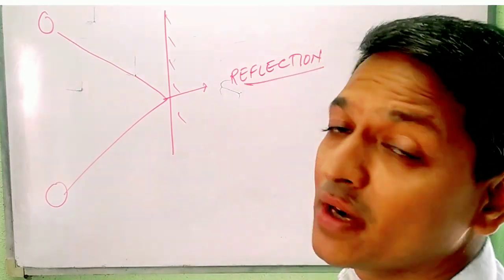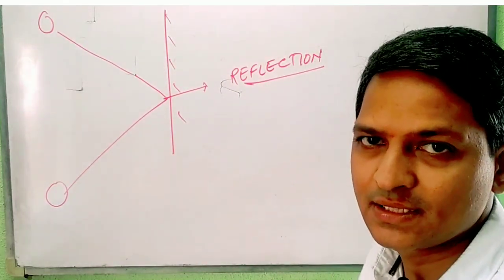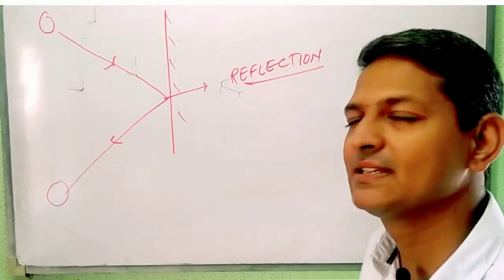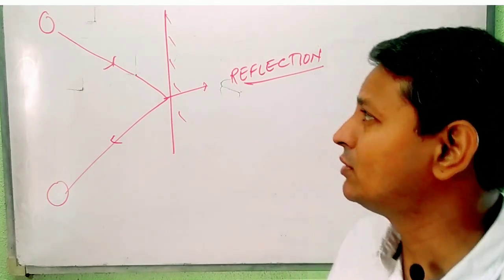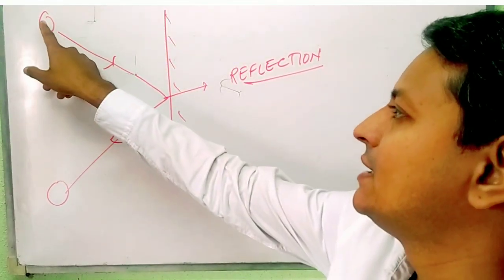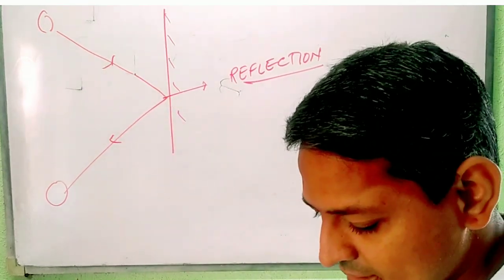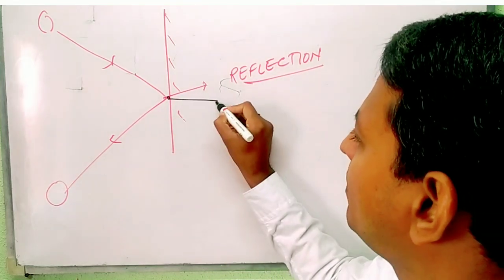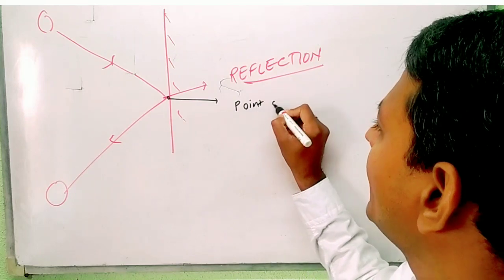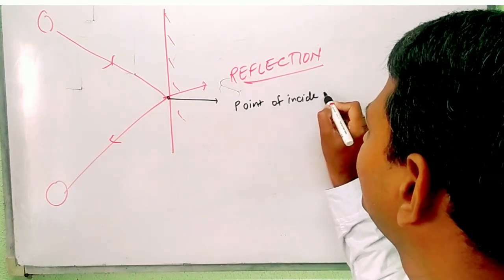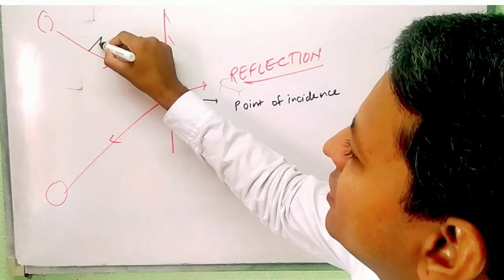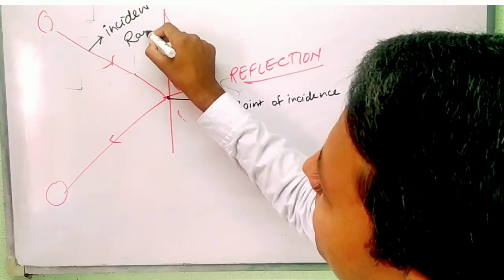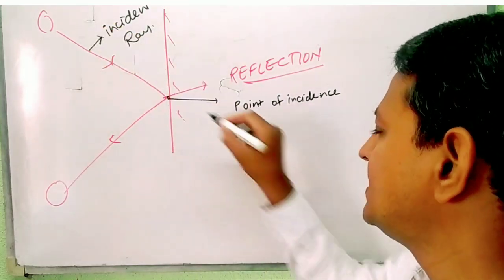We heard and read about reflection in our lower classes. So what is reflection? Bouncing back of a light ray after hitting a surface is called reflection. Now consider this as a surface and the light ray coming and hitting the surface. The point at which the light ray hits is called the point of incidence. This ray is called the incident ray.